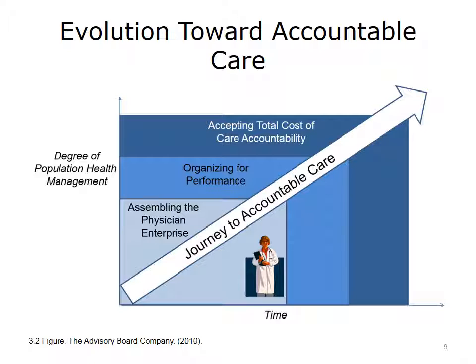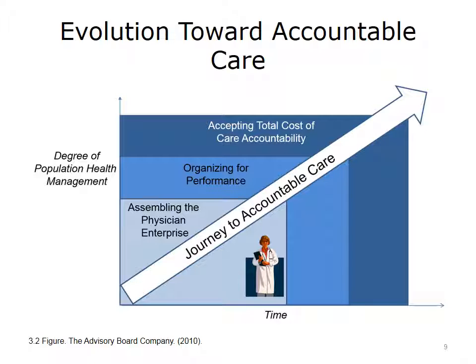and is represented in this graphic in terms of degree of population health management. Step 1 is assembling that physician enterprise. That can be a group of primary care physicians and a hospital, multi-specialty physicians, any number of different kinds of models. But first, in an ACO, we must assemble the physician enterprise.